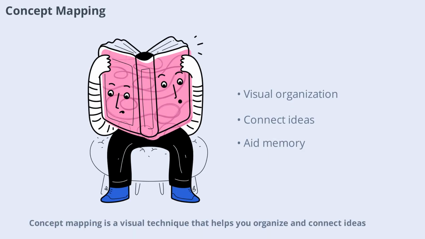Concept mapping is a visual technique that helps you organize and connect ideas. By drawing diagrams that link concepts together, you can see how different pieces of information relate to each other. This method is great for visual learners and can be used to brainstorm, plan essays, or review for exams. Concept maps make complex topics easier to understand and remember.